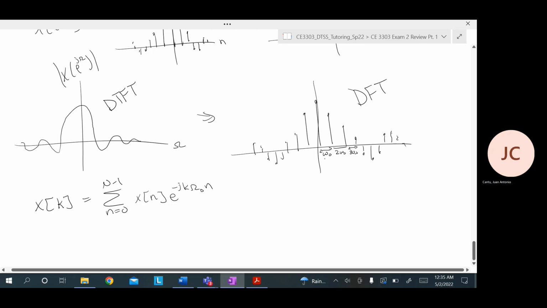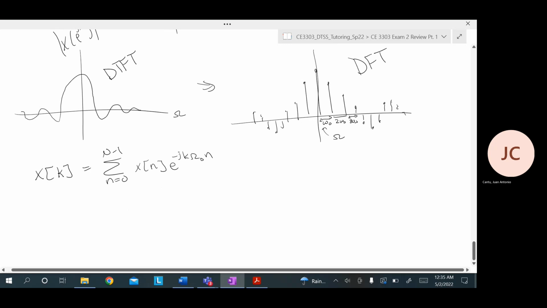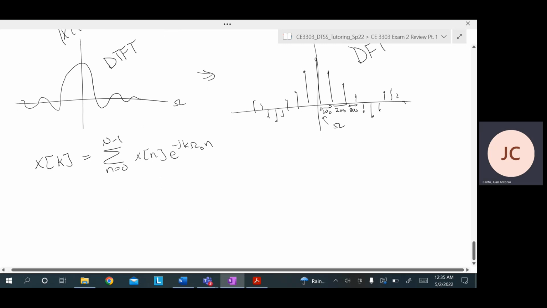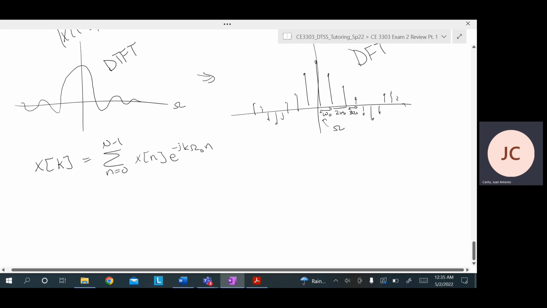Oh, I wrote lowercase omega, I meant to write uppercase, but you get the point. Basically, the DFT is just sampling our DTFT at these integer multiples of omega naught, okay? And this N right here, I'll call it also N naught, but it's the same thing.